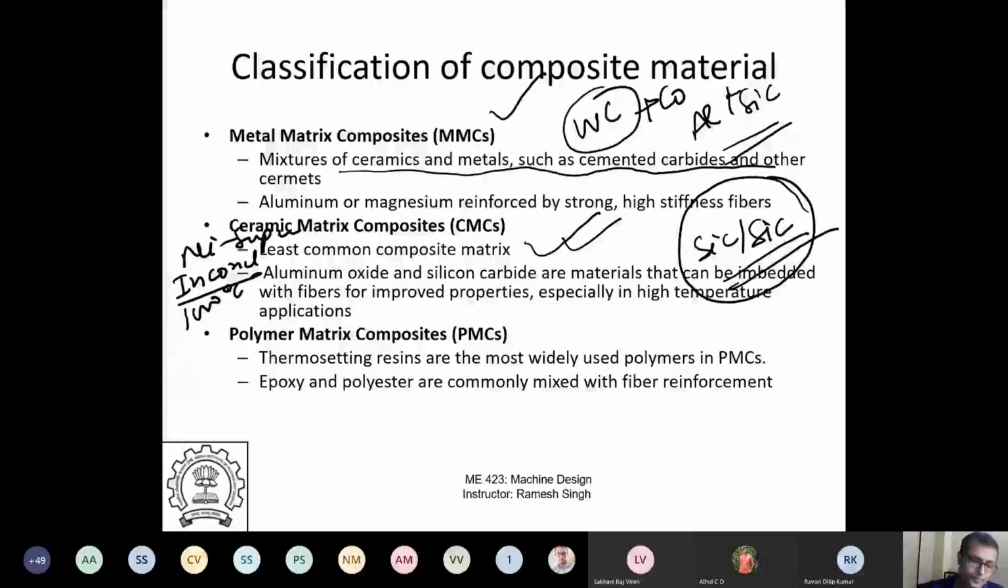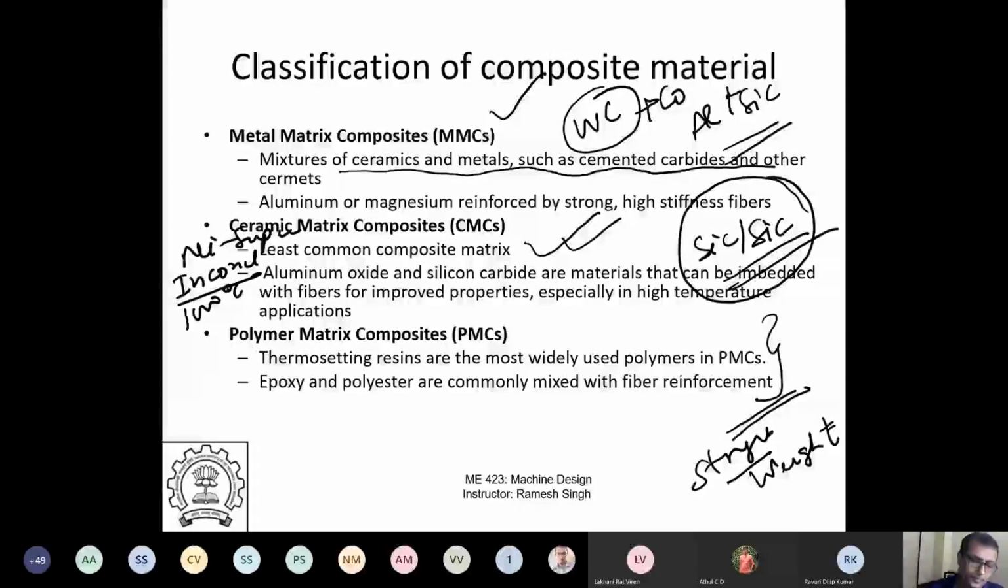Then there are polymer matrix composites, which are the most common ones these days. People use them for making cars and planes. This is the material of choice because there are multiple advantages. With composites, I can engineer the properties to be very high, and the strength to weight ratio is very good here, and even the stiffness to weight ratio.